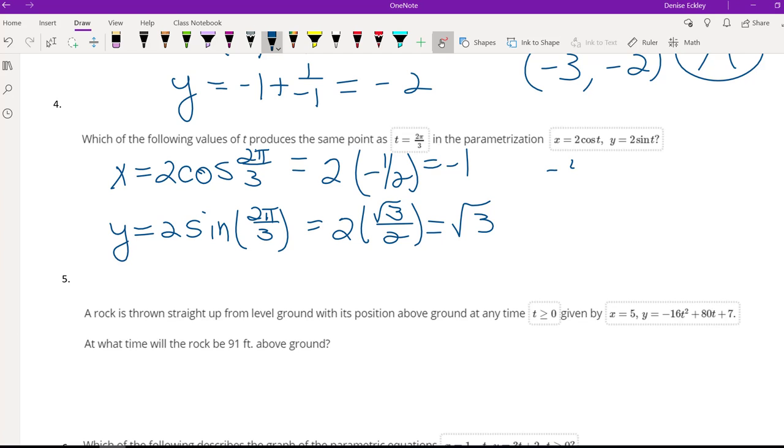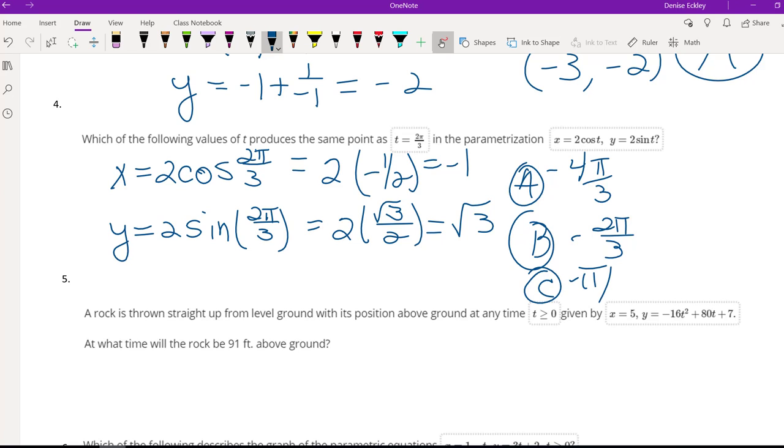You had -4 pi over 3 for A. B, you had -2/3 pi. C was -pi over 3. D was 4 pi over 3. I keep saying it that way, I don't know why. And E was 7 pi over 3.